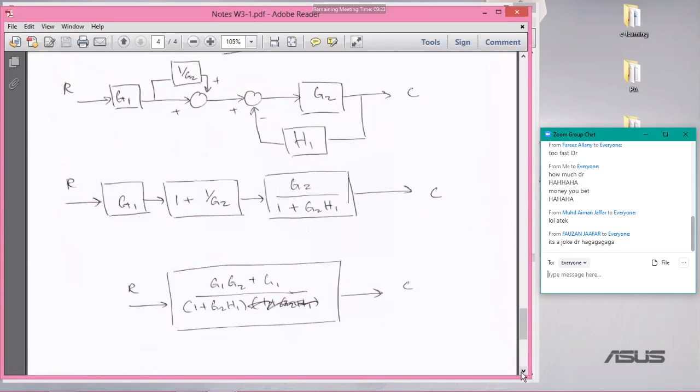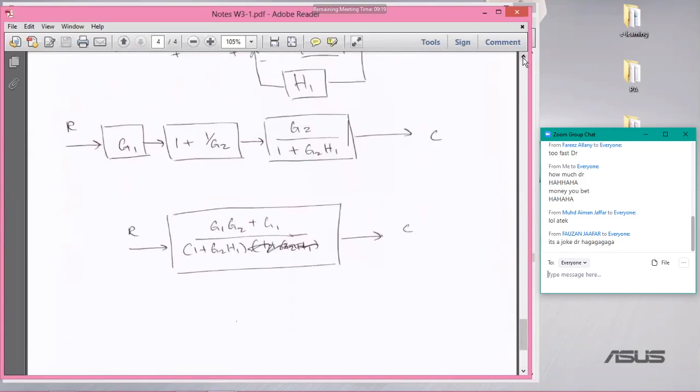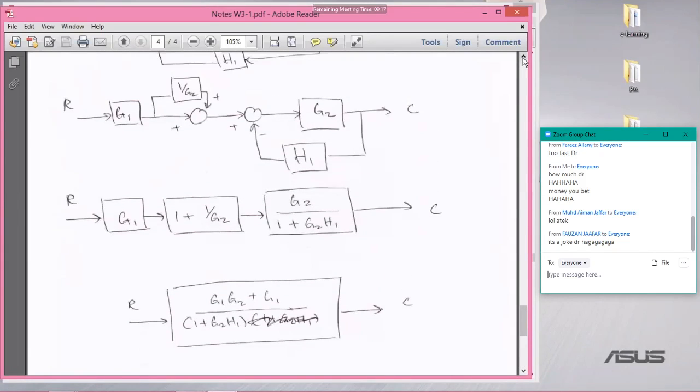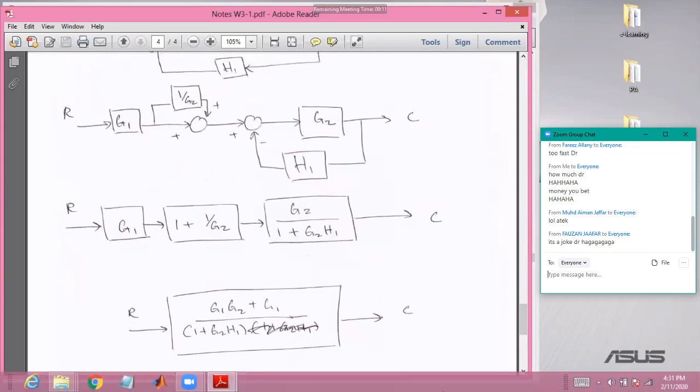Okay, so that's the end of my notes. Do you have any question? All right, next time I will try to put my notes. The problem is I have just finished my note.